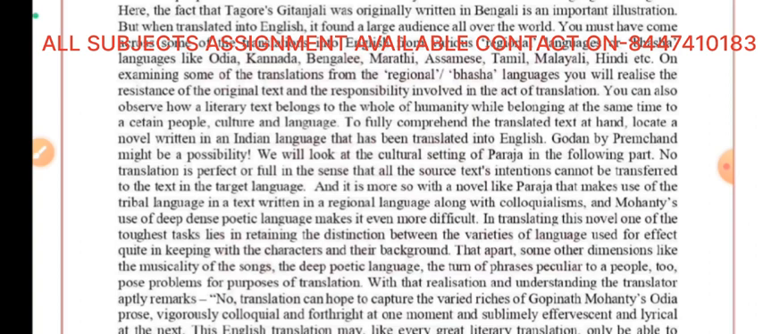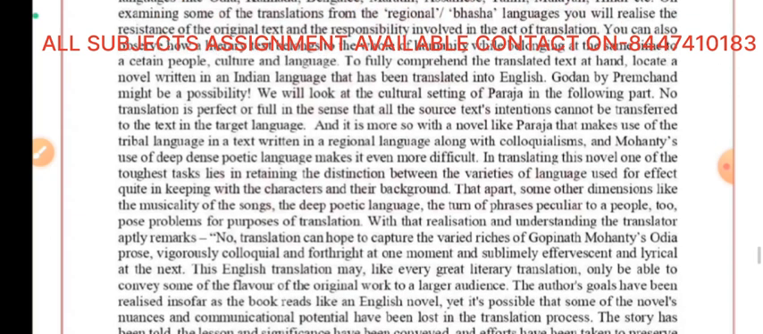On examining some of the translations from the regional Bhasha languages, you will realize the resistance of the original text and the responsibility involved in the act of translation. You can also observe how a literary text belongs to the whole of humanity while belonging at the same time to a certain people, culture, and language. To fully comprehend the translated text at hand, locate a novel written in an Indian language that has been translated into English. Godan by Premchand might be a possibility. We will look at the cultural setting of Paraja in the following part.